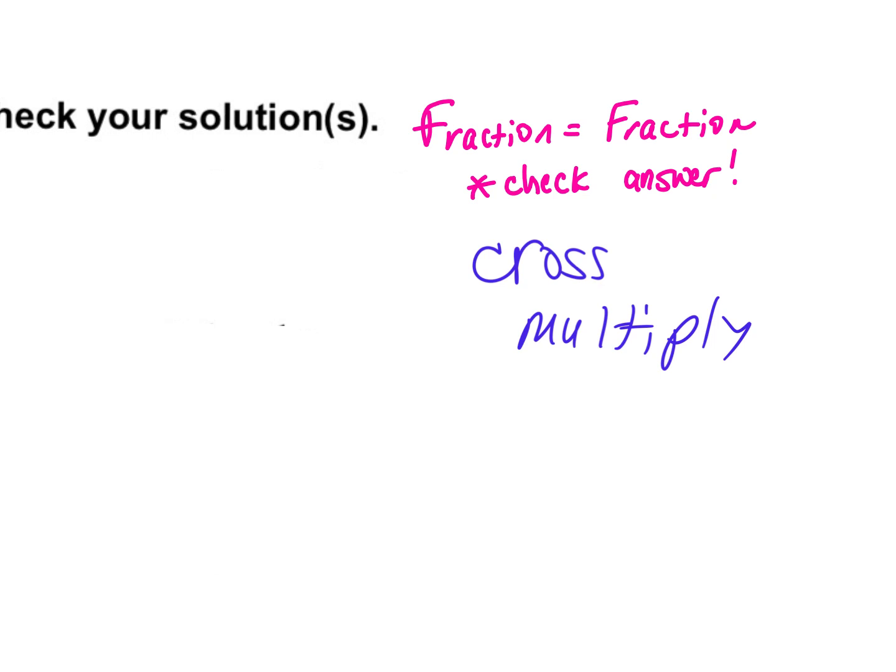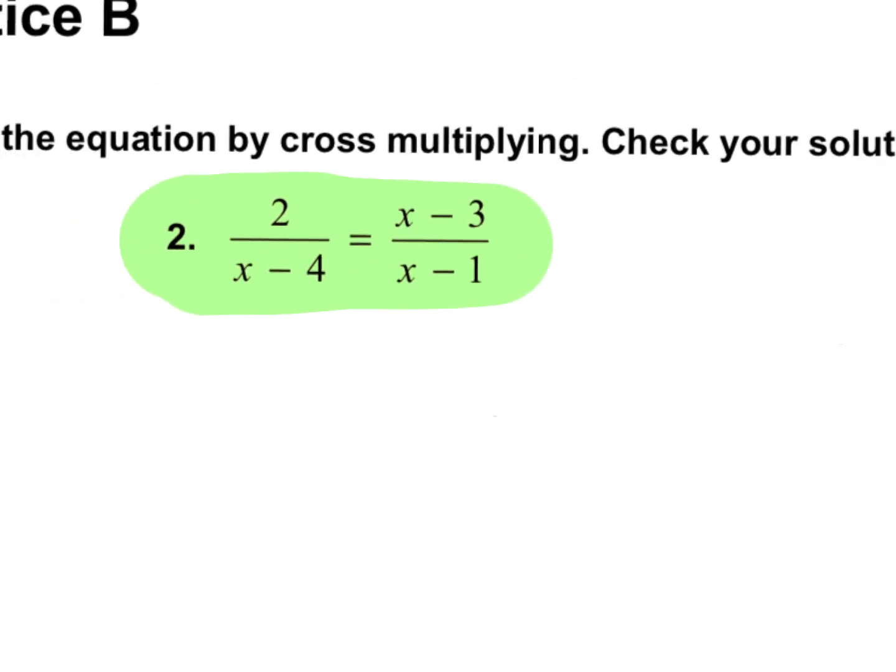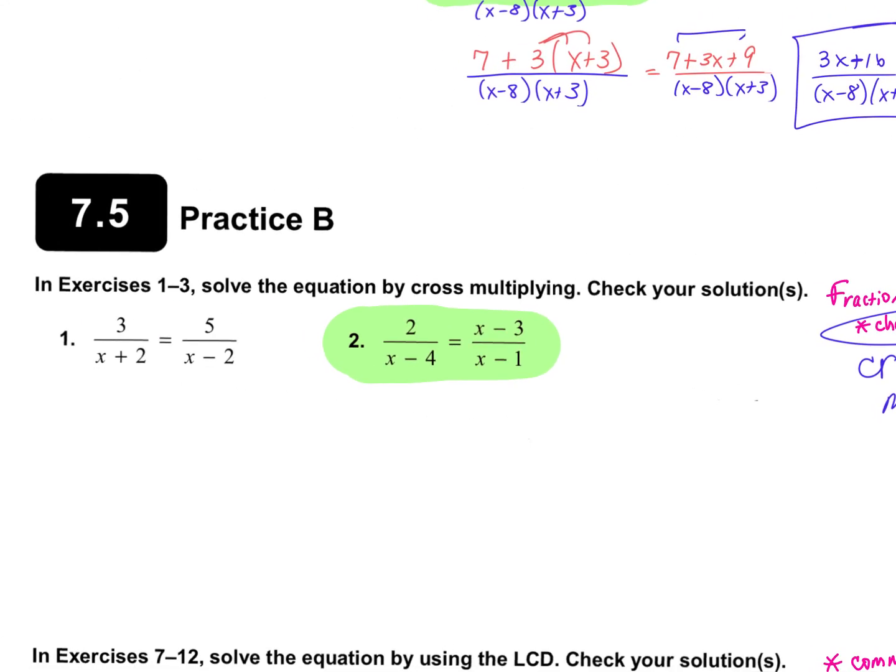What do I need to do with my answer, guys? You need to check it. You need to make sure that it's a valid solution. So I'm going to do number 2. You guys do number 1 tonight.